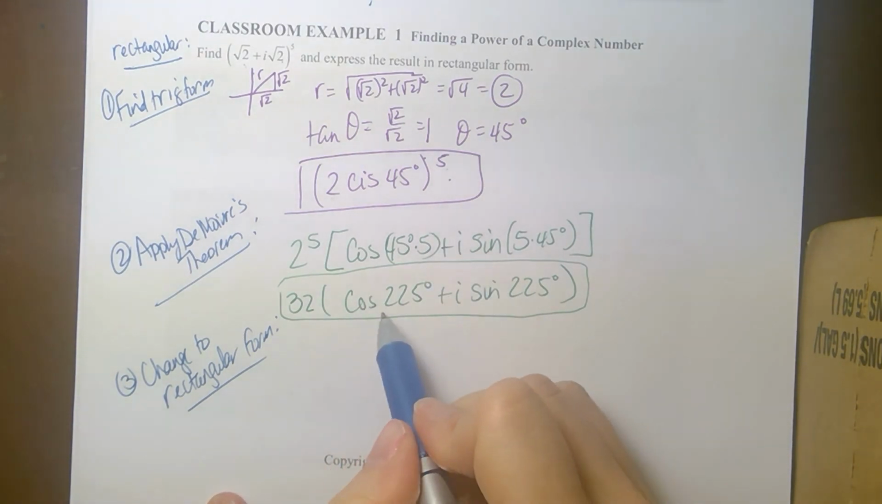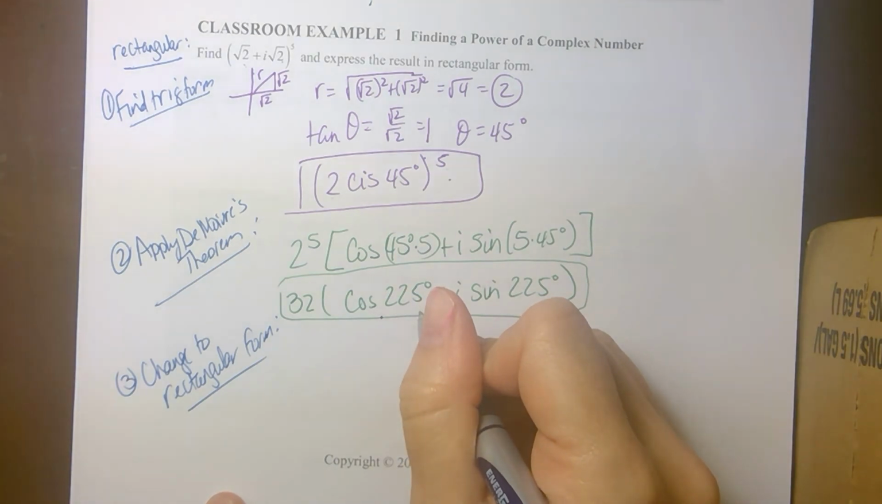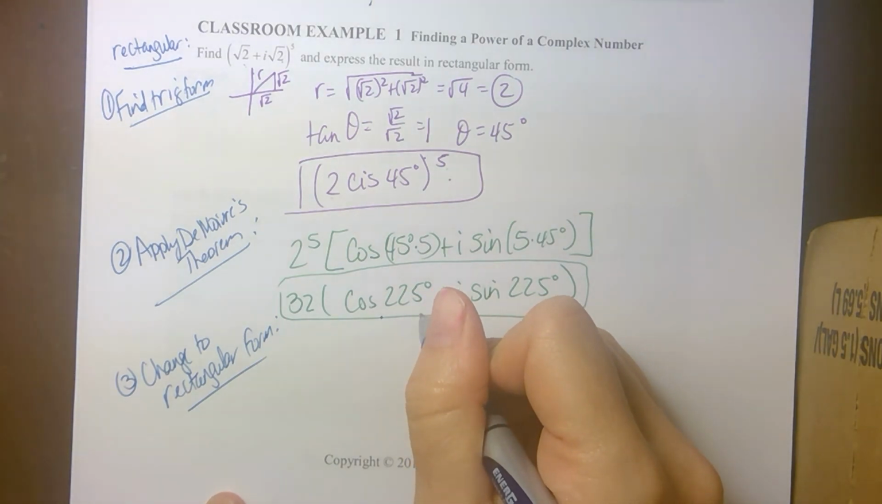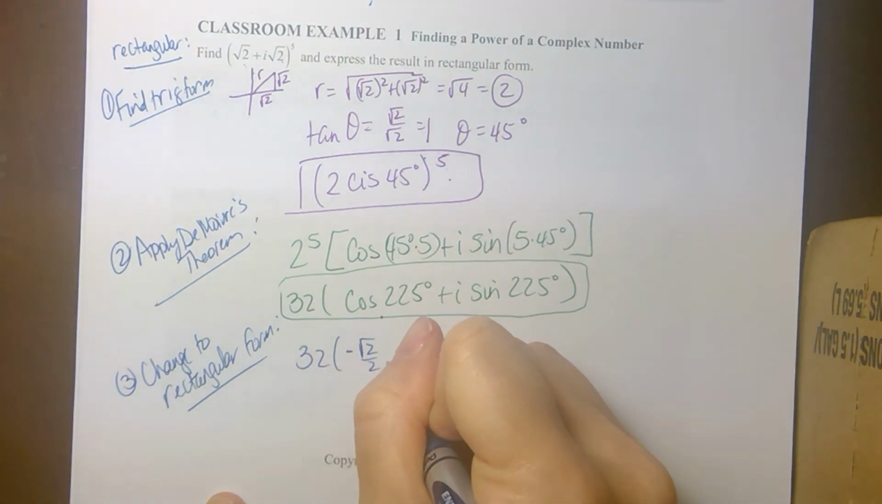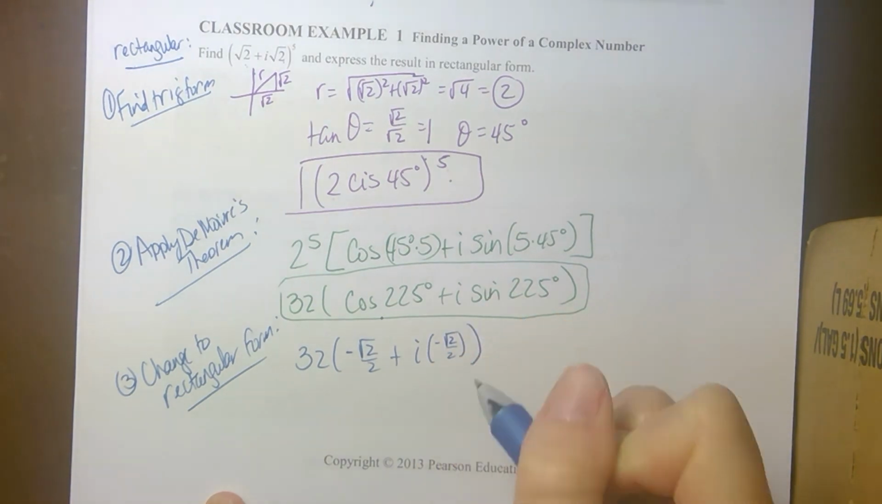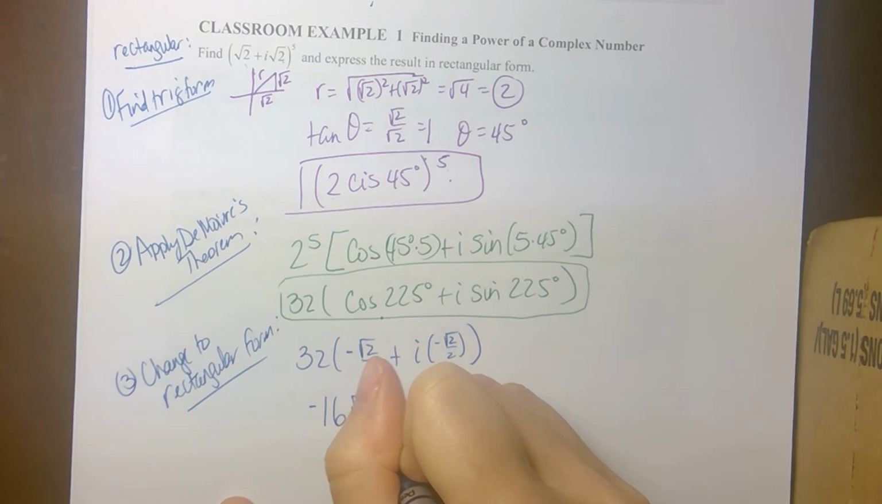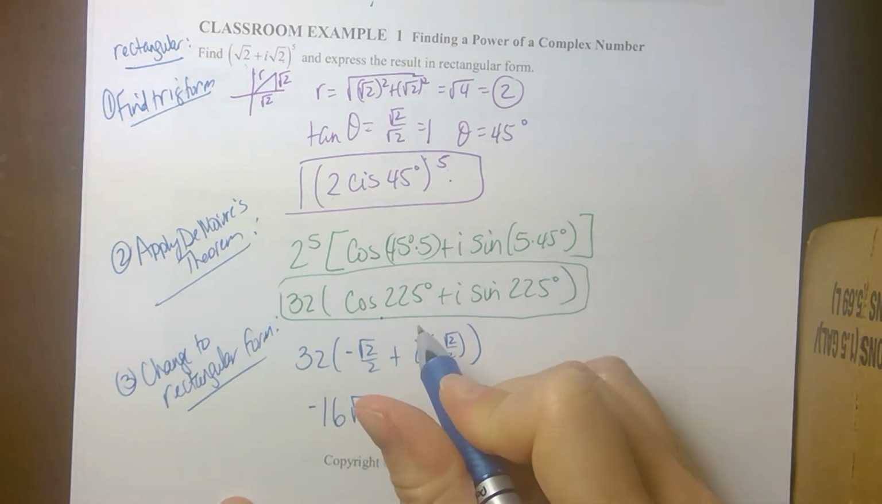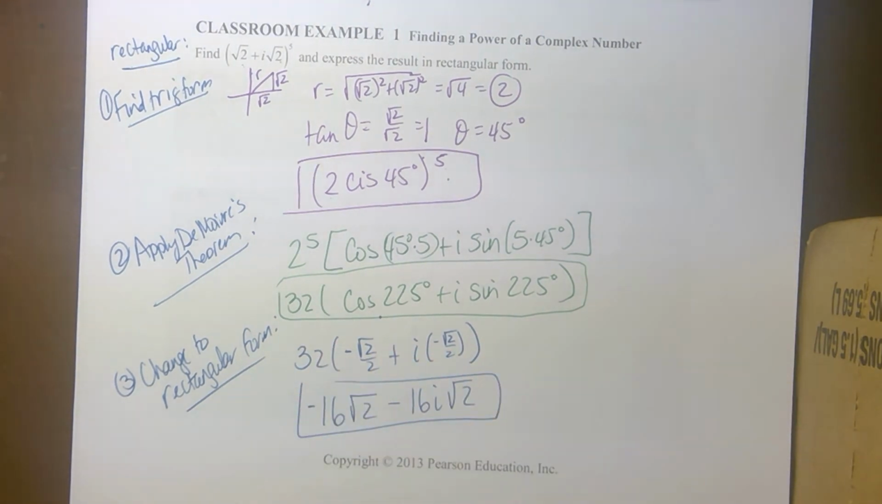So I'm going to find the value for 225 degrees. 225 is in quadrant 3. It's my 45 degree reference angle in quadrant 3. So I have negative square root 2 over 2 plus i times a negative square root 2 over 2. And I distribute that 32 inside. So I have a negative 16 square root 2 minus 16i square root 2. Watch where you put your i for your imaginary number.